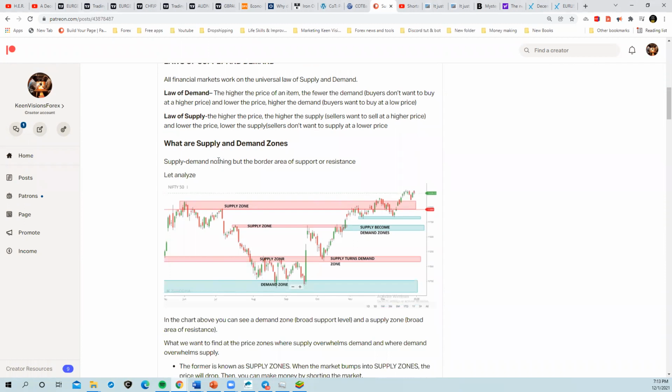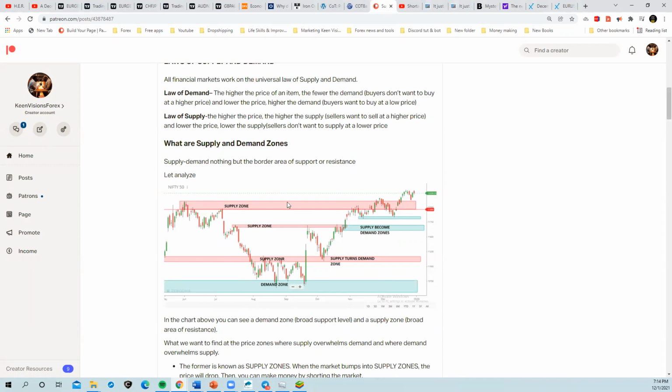What are supply and demand zones? Supply and demand is nothing but the border area of a support and resistance zone. You may have heard me say that: where a lot of people get mixed up with support and resistance is that it's not just a line, it's more of an area. As we look in that area, we can identify supply zones. Typically, I like to look for a big candle break. Coming off of that zone, to break that support or resistance, we usually see a nice, huge candle break.